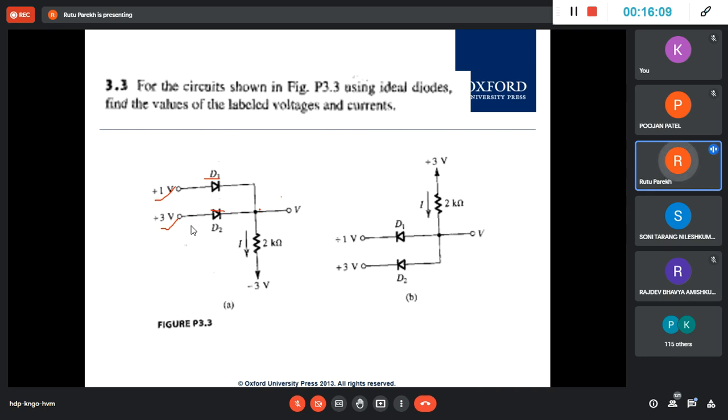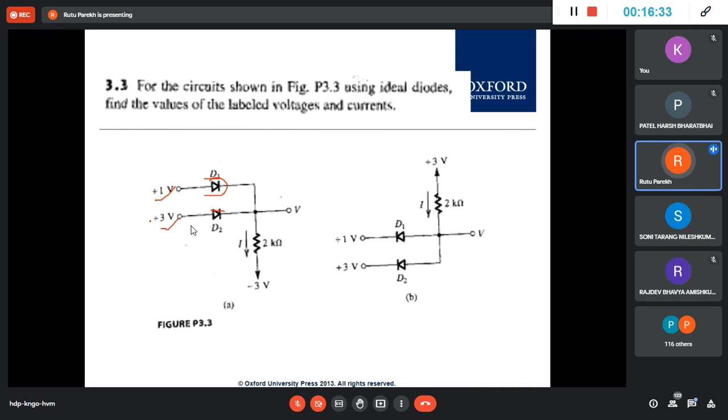So there is a competition. In a competition, who wins? The one who is more stronger. Okay, I'm giving you a hint. So now both are like conducting, and either of the voltage has to appear here. Now, who is a stronger contestant here? +3 volt.